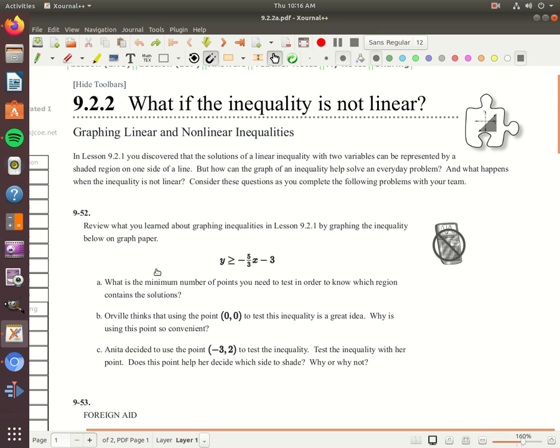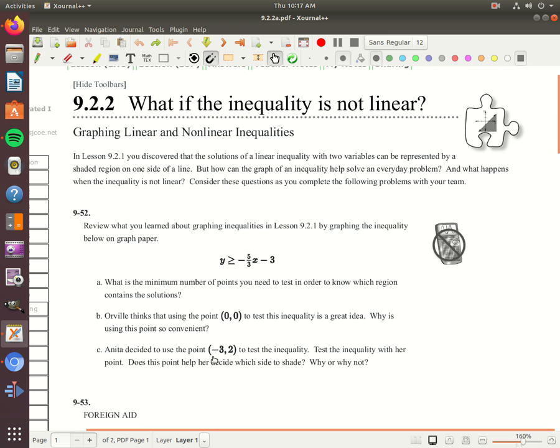So 952. Review what you learned about graphing inequalities in lesson 921 by graphing the inequality below. So we're going to review graphing inequalities. Then we're going to answer these three questions. What's the minimum number of points you need in order to test which region has the solutions and should be shaded? Should we check point (0,0)? Why is that a good idea or a bad idea? And should we check point (-3,2)? Is that a good idea or a bad idea?